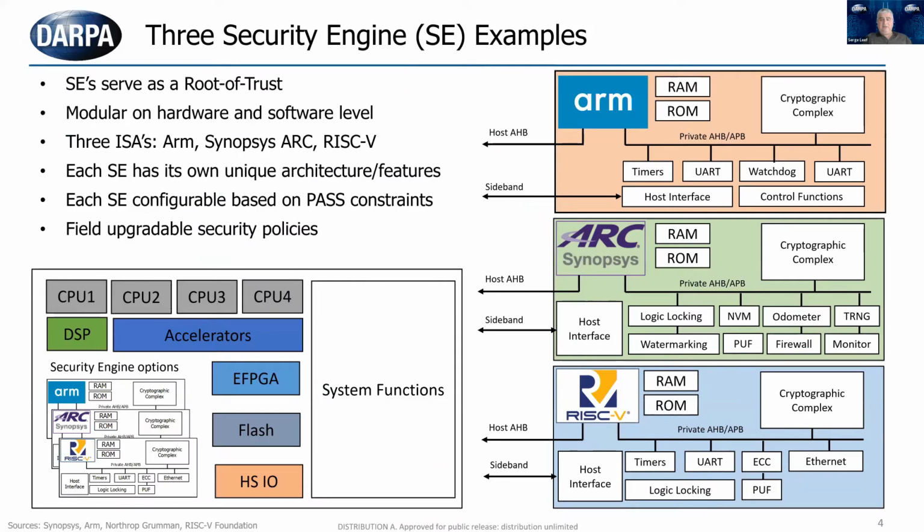In the program that I just mentioned, we actually have 3 different security engines that are subtly different based on different CPU cores, but they all have a cryptographic complex, which contains various implementations of, let's just say, emission-resistant cryptography. So these 3 security engines are currently being built, and hopefully at the end of our program, they will be readily available through a variety of channels and means.